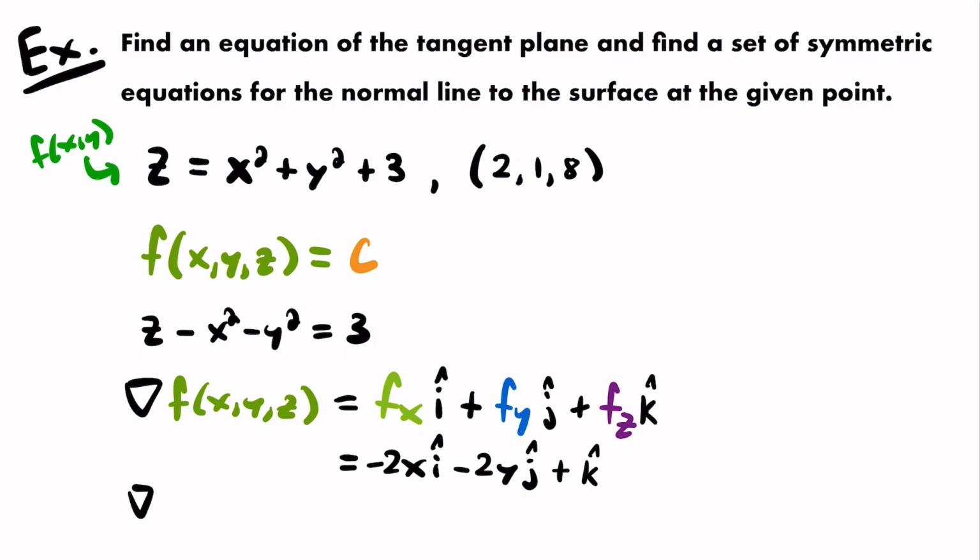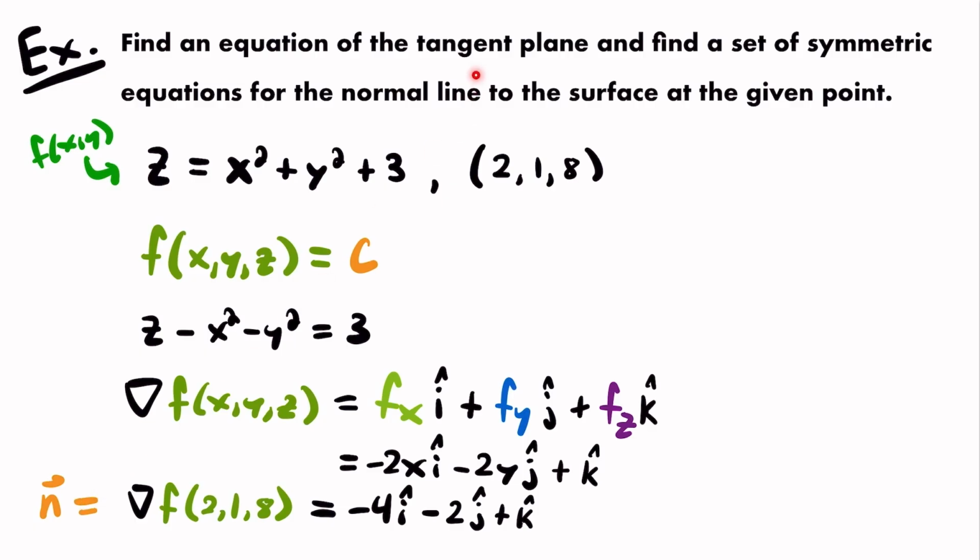Okay, so we're going to take our gradient vector and evaluate it at the point (2, 1, 8), and that will be equal to negative 2x, so negative 2 times 2, which is negative 4, so -4i, minus 2 times y, or 2 times 1, which is 2, times j, plus k. There's no variables in that term, so there's nothing to evaluate. All right, but this right here is the normal vector that we need to find an equation of the tangent plane and a set of symmetric equations for the normal line to this surface at this point.